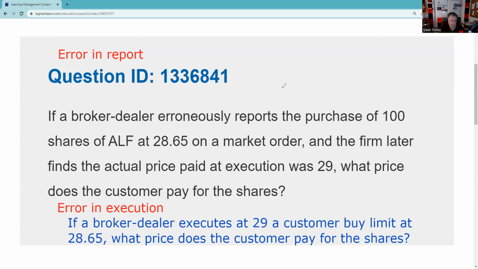The test issue, very testable, is error in report: the customer is obligated or liable. Error in execution: the broker dealer is obligated or liable. So I would expect you to see something very similar to this in your exam, depending on your draw. For a long time, I'd talk to test takers and I'd say, oh, I haven't had anybody tell me they've seen it in a long time. And that's how this kind of works, right? But over the last 8 or 9 months, people have been encountering this quite a bit.